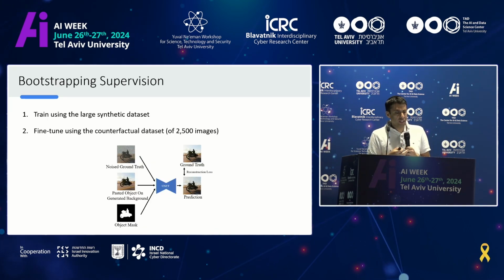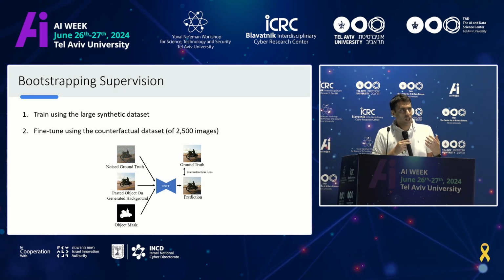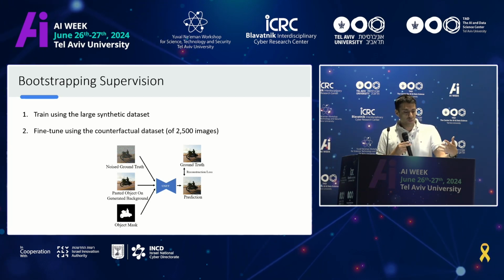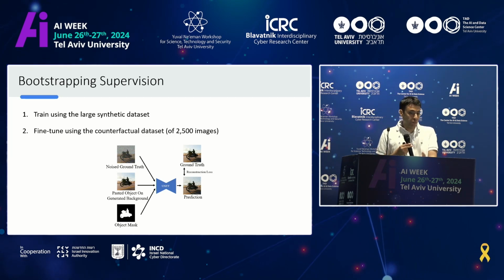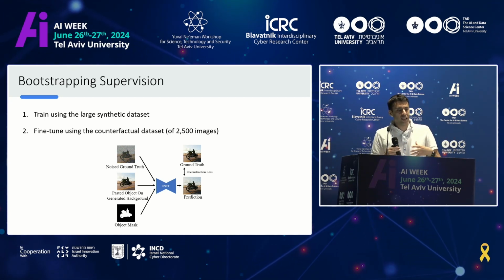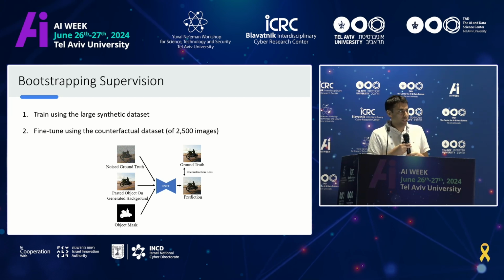Now, we trained this again using just about the same method. We took a pre-trained text-to-image model. We conditioned it on both the noisy image, the object pasted on the background image, and the object mask. And then we basically tried to predict the image with all the environmental effects. So we first trained using the synthetic data set, and then we fine-tuned using the counterfactual data set, which is obviously of higher quality, but of more limited size.